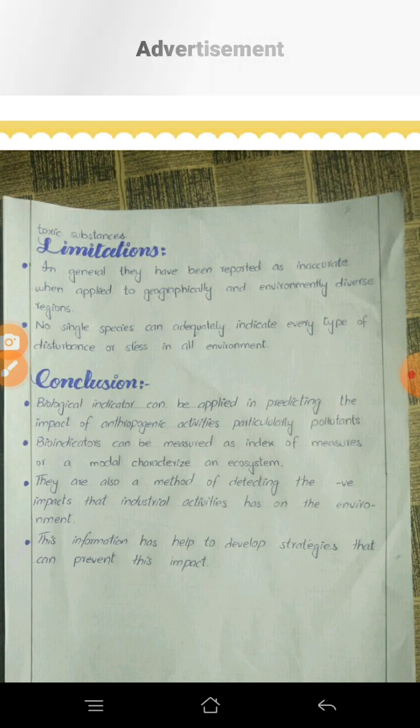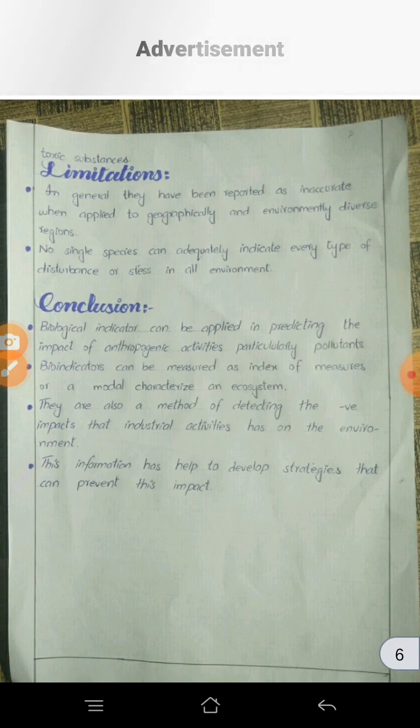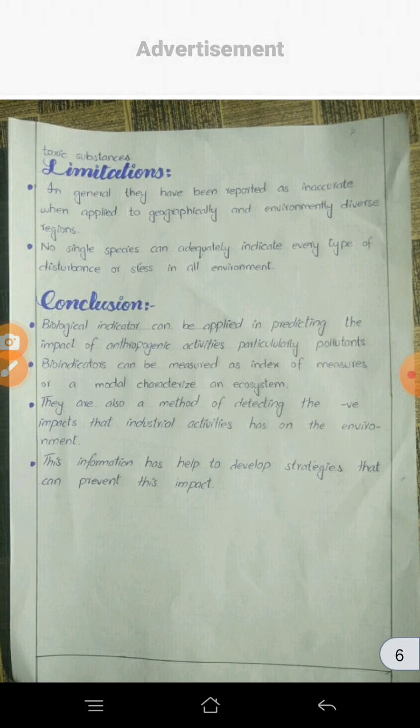Conclusions. Biological indicators can be applied in predicting the impact of anthropogenic activity, particularly pollutants. Bioindicators can be measured as an index of measurement or a model characterized as an ecosystem. They are also used for detecting the impact that industrial activities, industrial pollutants and industrial contaminants have on the environment. That information will help us to develop a strategy from which we can remove the impact of the pollutants and contaminants from our environment.